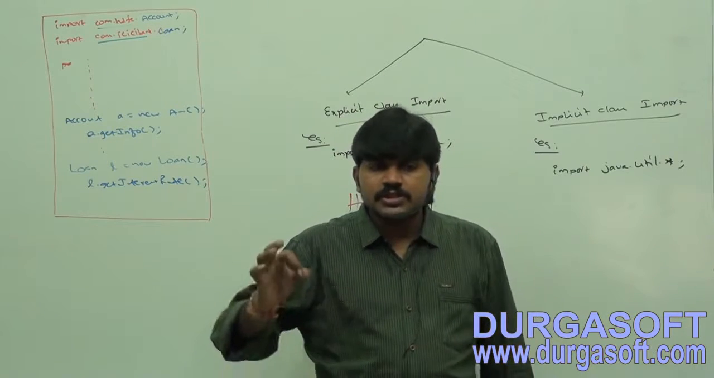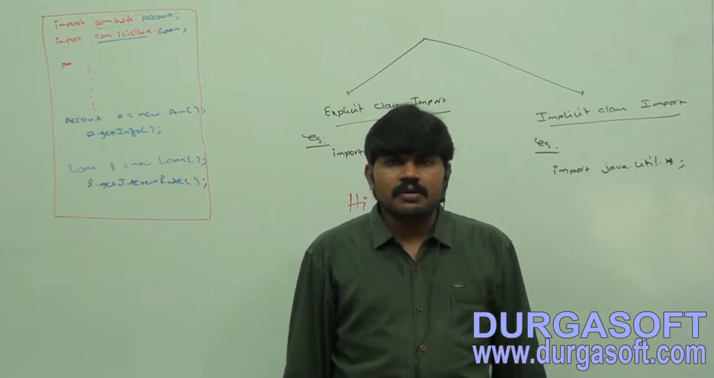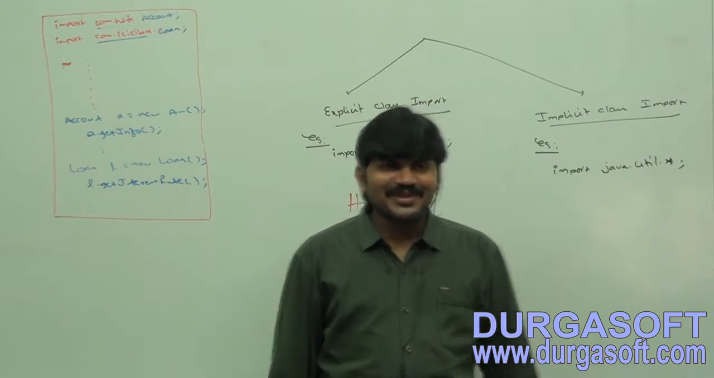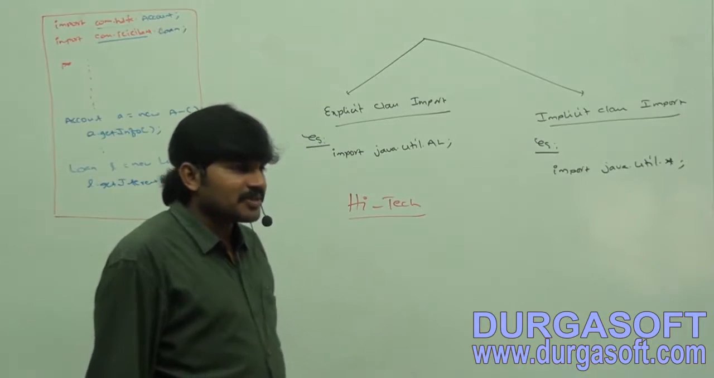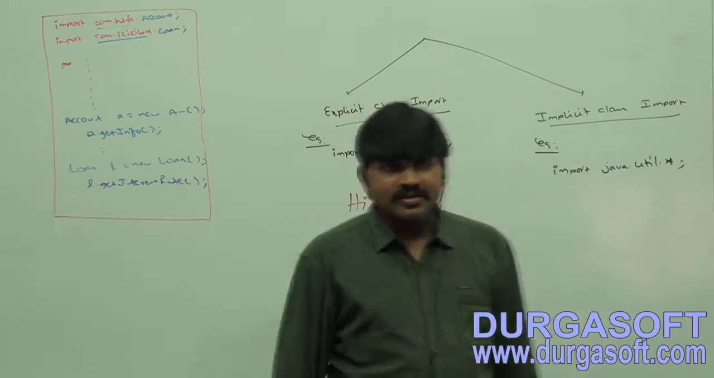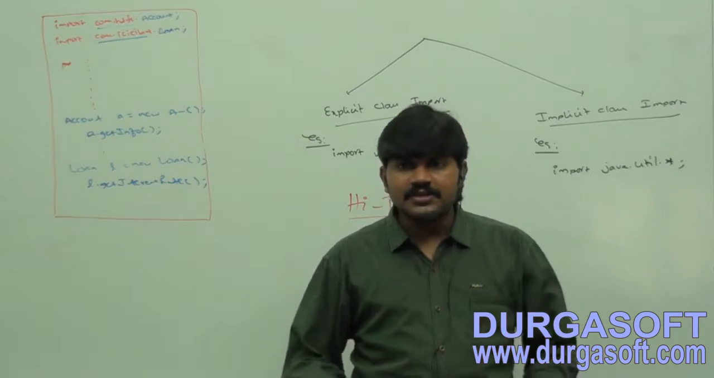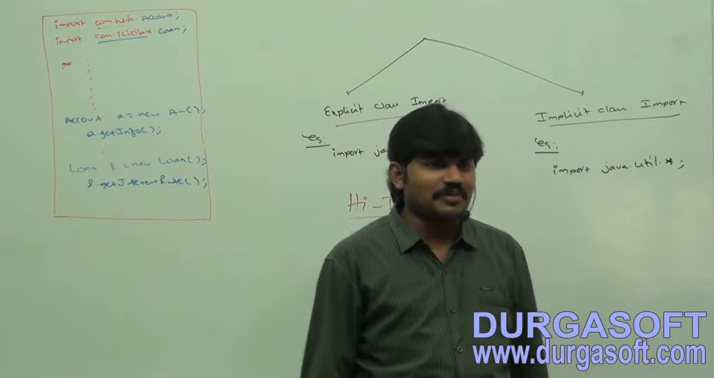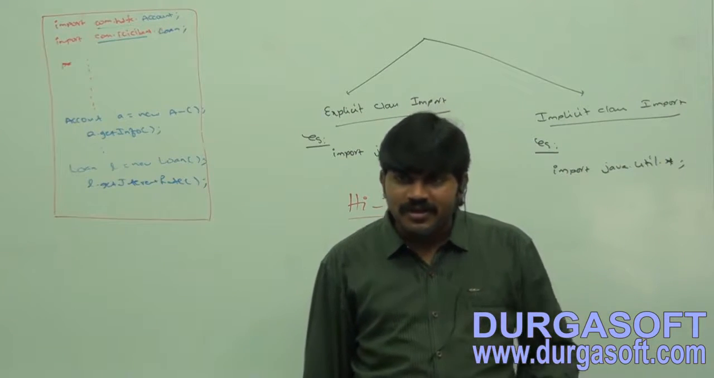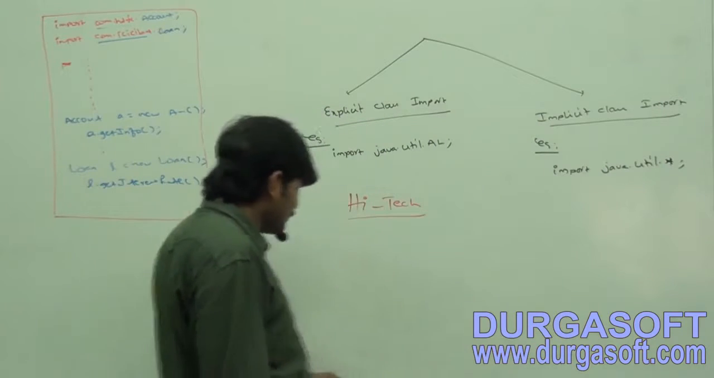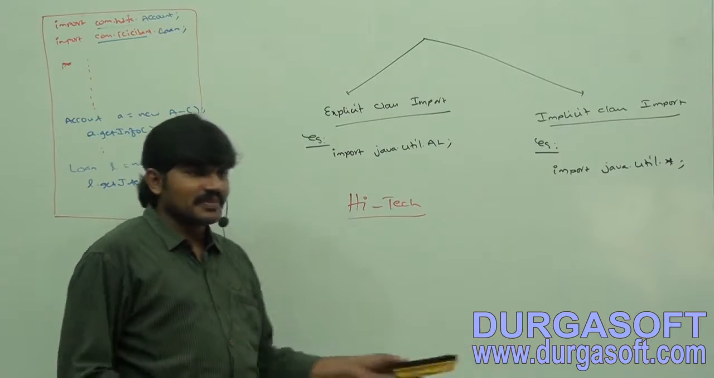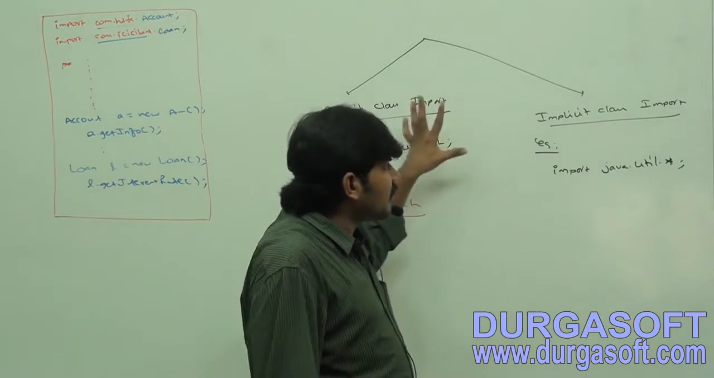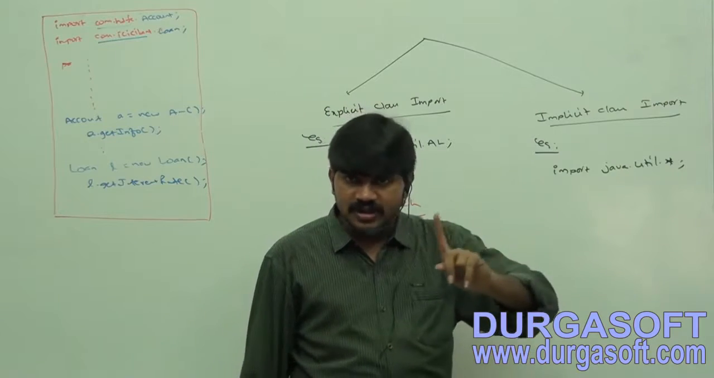Next point: best suitable for Ameerpet, where typing is important, because I'm not going to deliver this code to any person. That's all. So how many types of import statements are there? Two types, explicit class import and implicit class import, right? I hope it is clear for all of you, right?